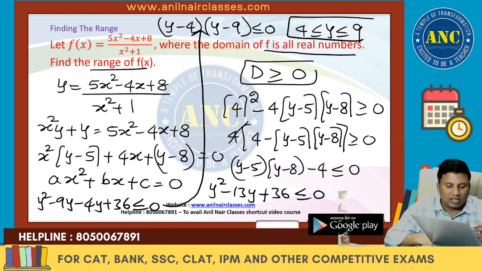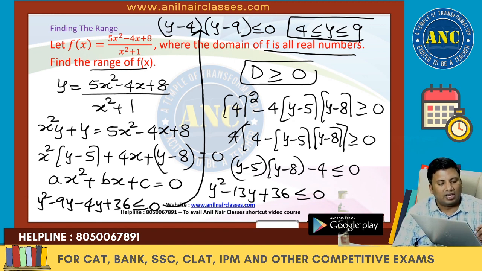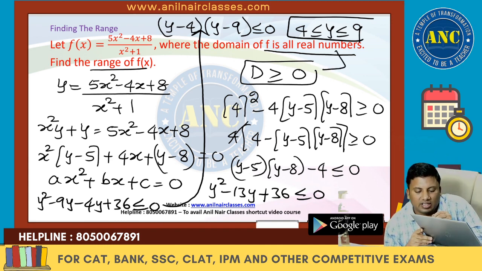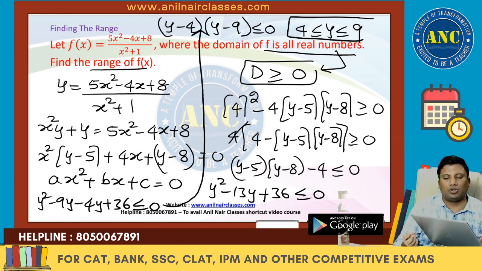(5x square minus 4x plus 8) divided by (x square plus 1), cross multiply: x square into (y minus 5) plus 4x plus (y minus 8). Discriminant greater than or equivalent to 0. I hope the idea is clear. Why did I use this D greater than or equivalent to 0? Because it is a real number.